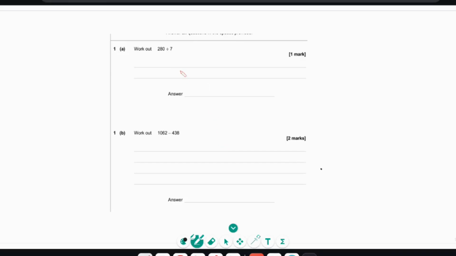Work out 280 divided by 7. Some people can work this out mentally. You might want to use the bus stop method because we're dividing by 7. 7 goes on the outside of your bus stop. 7's into 2, 0, carry the 2. 7's into 28 is 4, 7's into 0, 0. The answer is 40.